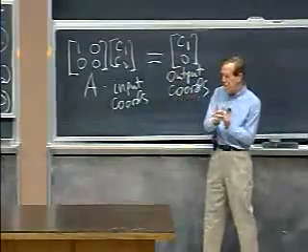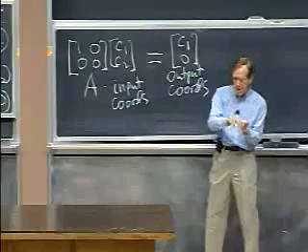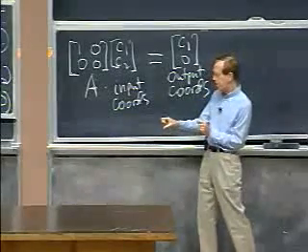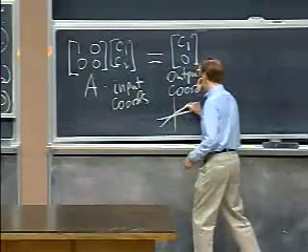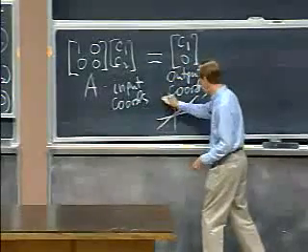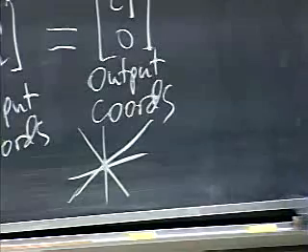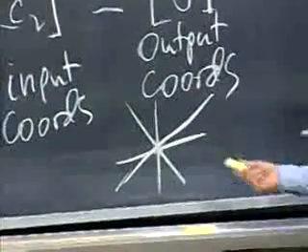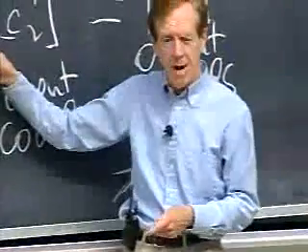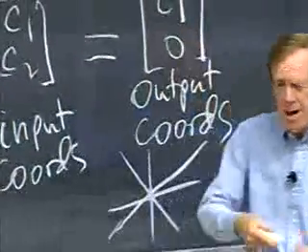Now, in this example, let me repeat. I chose the input basis to be the same as the output basis. The input basis and output basis were both along the line and perpendicular to the line. They're actually the eigenvectors of the projection. And as a result, the matrix came out diagonal. In fact, it came out to be lambda.